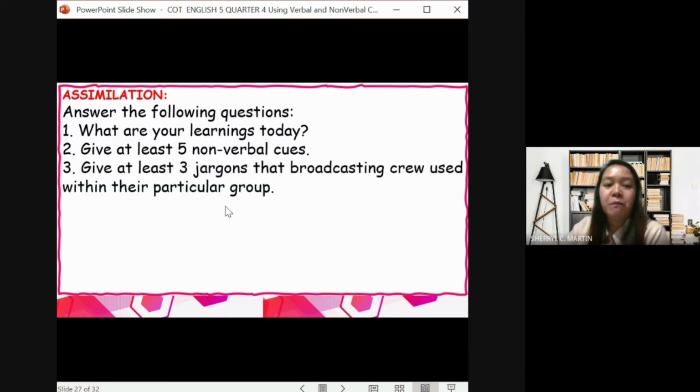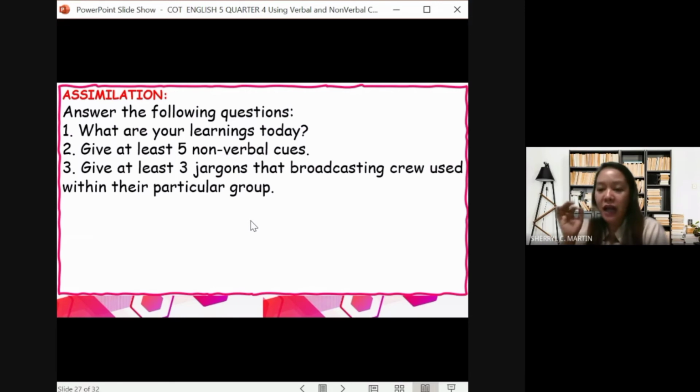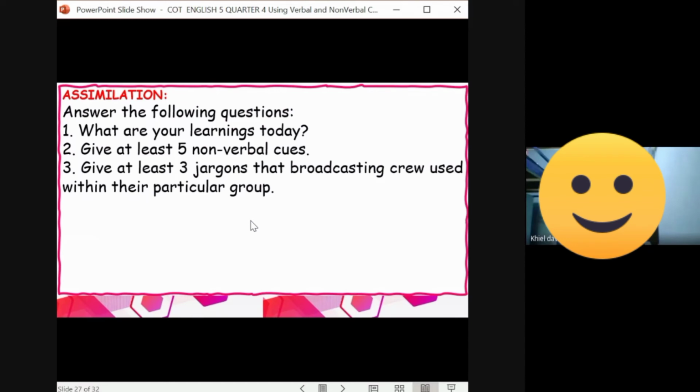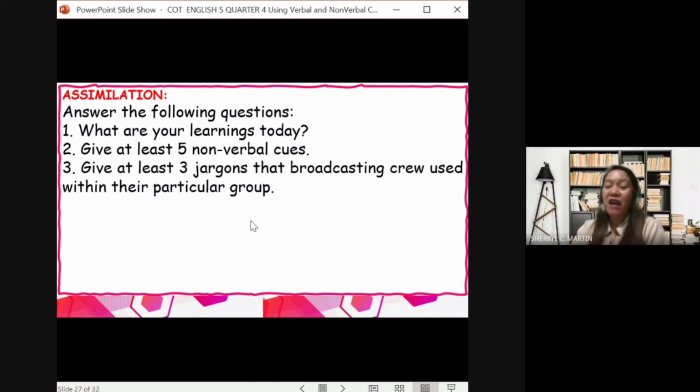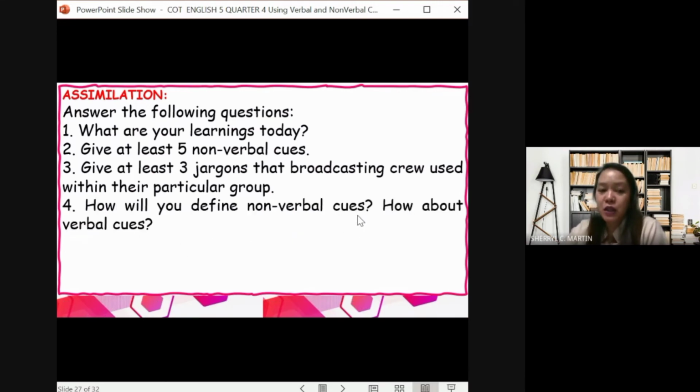Grade 5 Quezon. So, give at least 3 jargons that broadcasting crew or the broadcasters use within their particular group. Yes, Liana. Go, anak. Feature, anchor, hit, or glitch. Wow, very good. Another one, Kiel, dagdag. You have? Live and Dateline. Okay, live and dateline. Very good, very good. Anyway, I'm going to send these pictures to you, okay? So how will you define non-verbal cues?